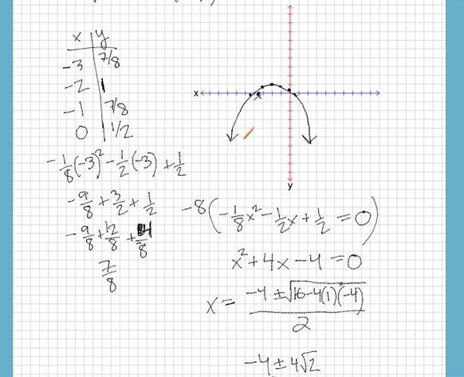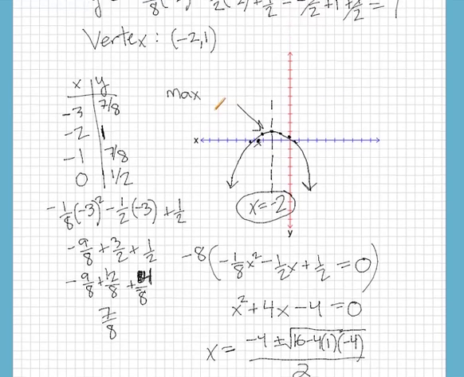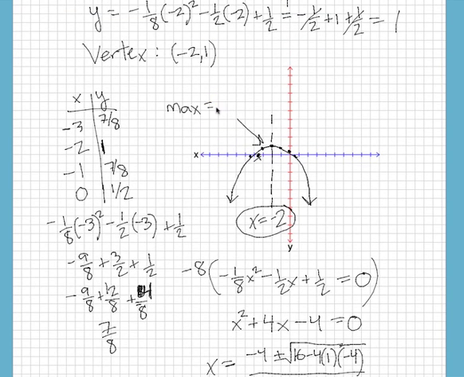Alright. Our axis of symmetry, if they wanted that, is just this line right here, which would be x equals negative 2. It's always the x value of the vertex. Okay, and then the maximum value, if they ask for that, would be the y value of the vertex, which in our case would just be 1. Okay, so it's right there.